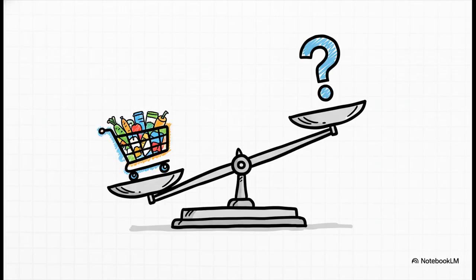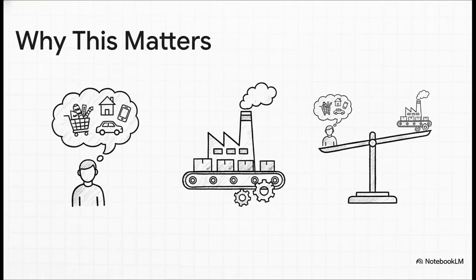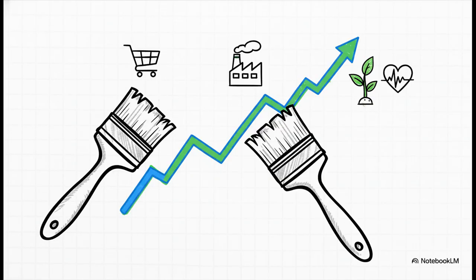Okay, so we've covered the demand side, but for every buyer, there has to be a seller. And that's where aggregate supply, or AS, comes in. It's what all the producers are willing to make. So, to put it simply, AD is what we want to buy, and AS is what's available to buy. And how these two forces interact, that tells us so much about inflation, jobs, and growth.